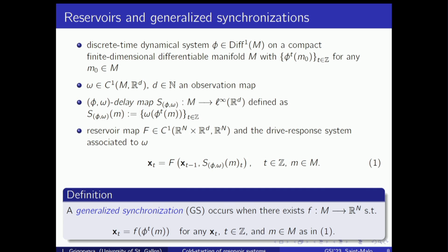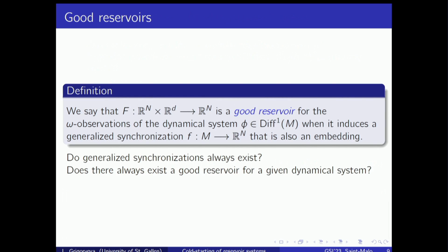Looking at this definition, before I reach the point of asking whether this GS will always exist, or whether I have a chance to find a good reservoir, I should already worry about existence and uniqueness. What I mean by that is that for any point on my manifold, the orbits of my trajectory should satisfy this kind of equation, and I should also have some kind of uniqueness, right? So that I can put this system to work as a proxy of my dynamical system.